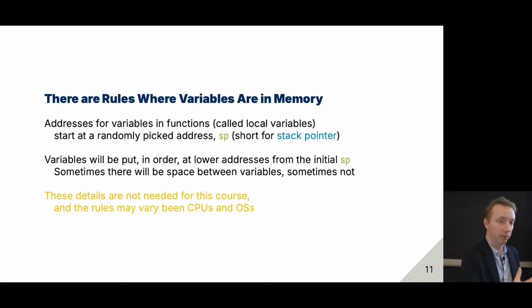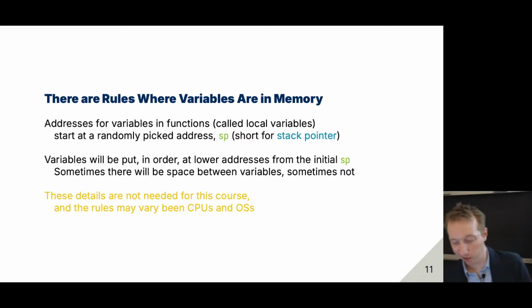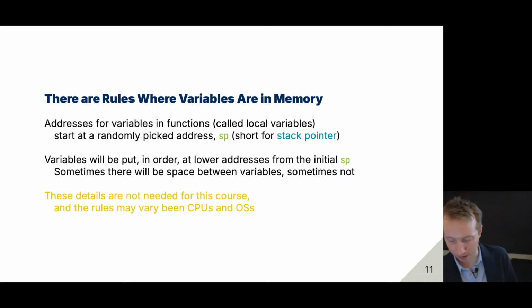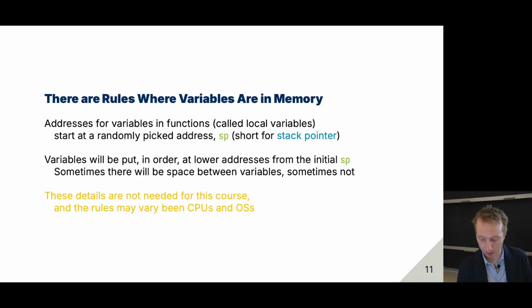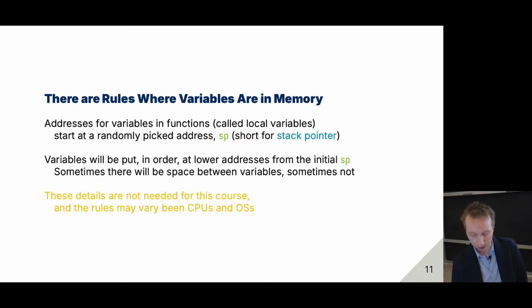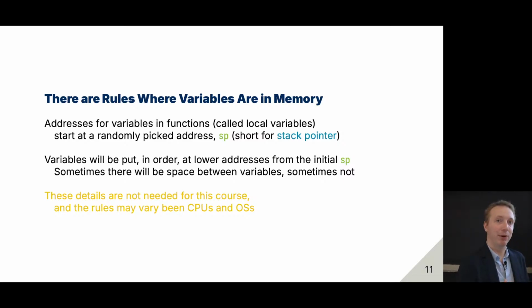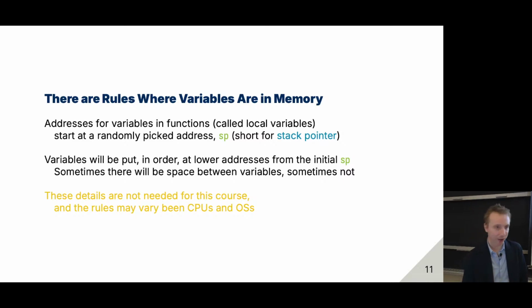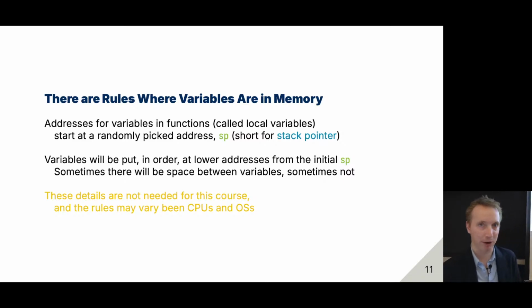Sometimes there'll be space between the variables. Sometimes they'll look like arrays, sometimes not. You can't guarantee if there's space or not. There's a bunch of rules for that that are much more complicated than we want to get into, but for now, there could be space between variables, but no wasted space between elements of an array. And even for these, the address getting lower as we create new variables and functions, those details may vary between CPUs, may even vary between operating systems. So this is mostly tailored to what like 99% of things do.